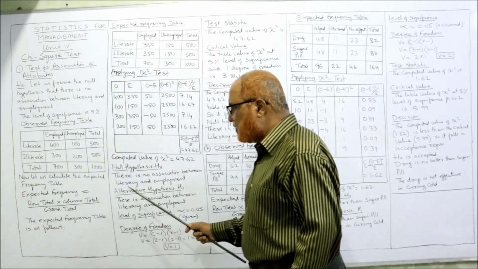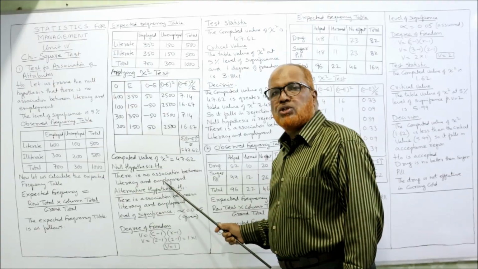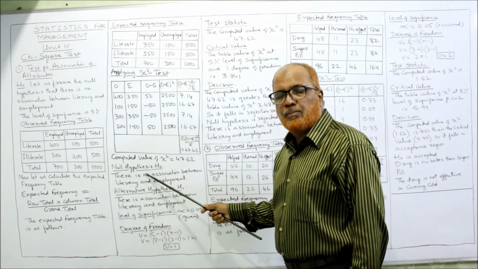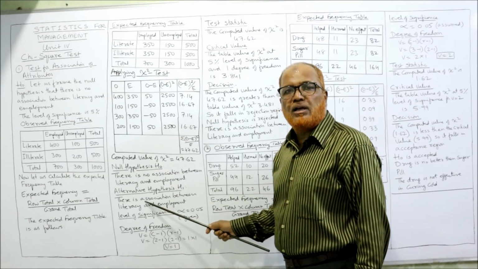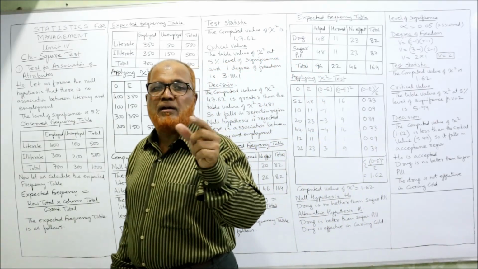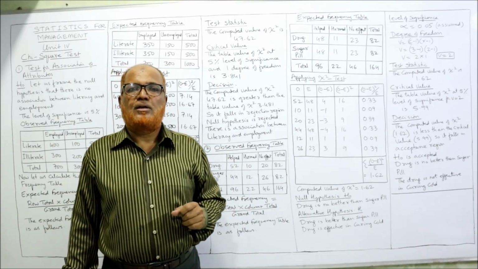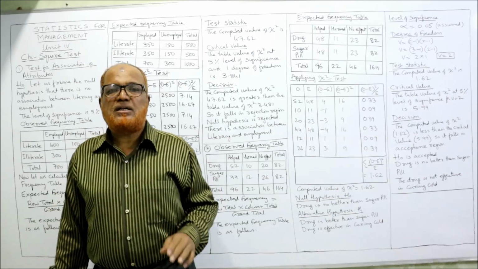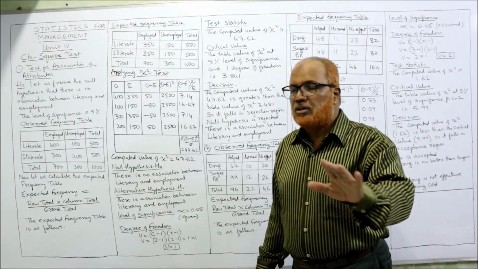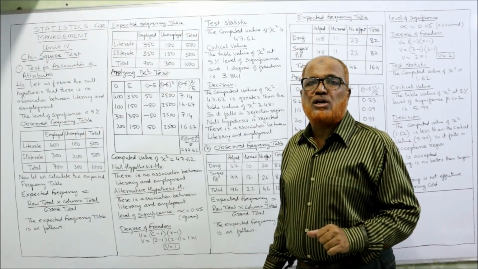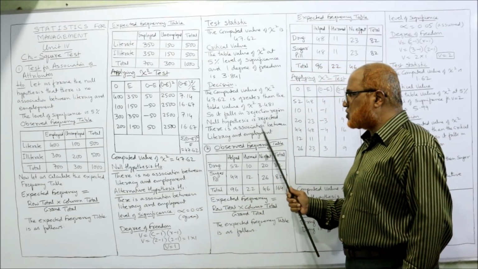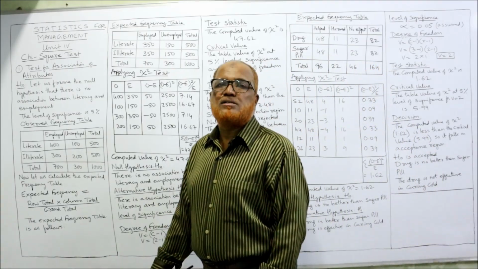What is the null hypothesis we have framed? There is no association between literacy and employment. That we are rejecting. If we reject the null hypothesis, we have to accept the alternative hypothesis, which says there is a relationship between literacy and employment. So the ultimate conclusion: we have rejected the null hypothesis and accepted the alternative hypothesis, so there is association between literacy and employment. That's all. This is the first problem.